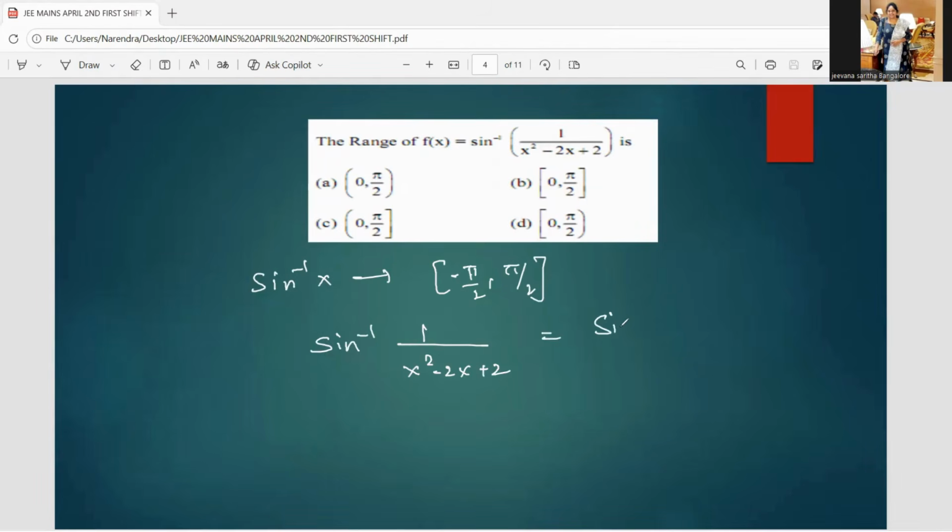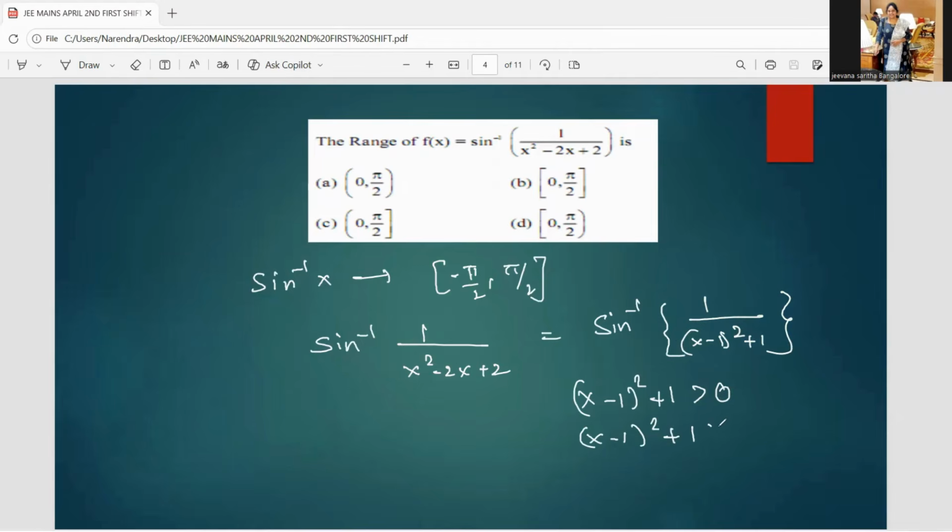This is sine inverse. I can write this as x minus 1 whole square plus 1. So from this I can say x minus 1 whole square plus 1 is always positive but not equal to 0. X minus 1 whole square plus 1 is always greater than or equal to 1, and its reciprocal will be less than or equal to 1. So from the options also we can identify that range is open 0 to close pi by 2, which is C is the option.